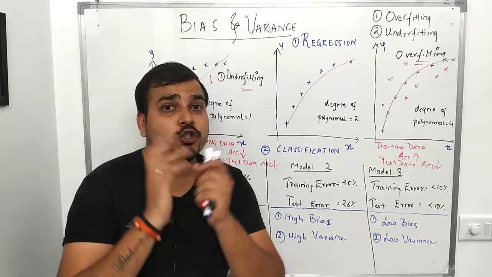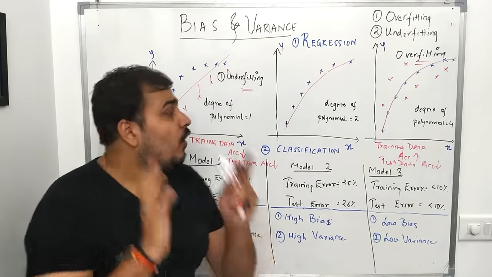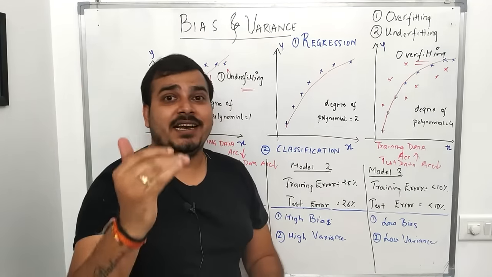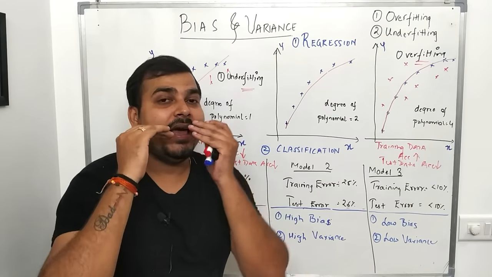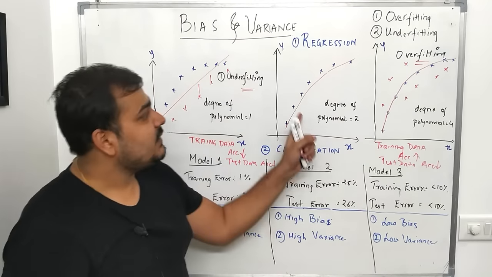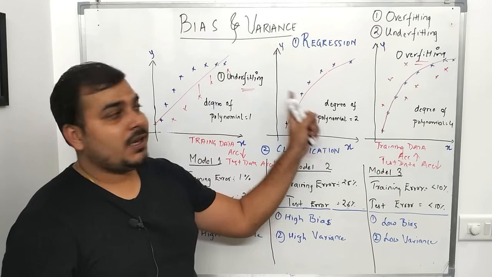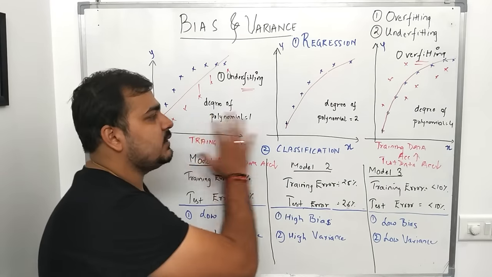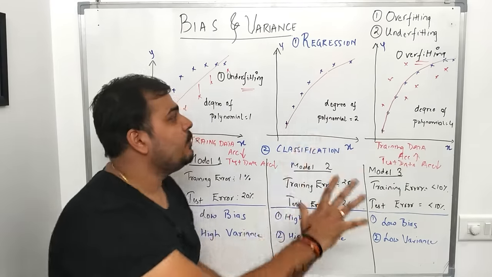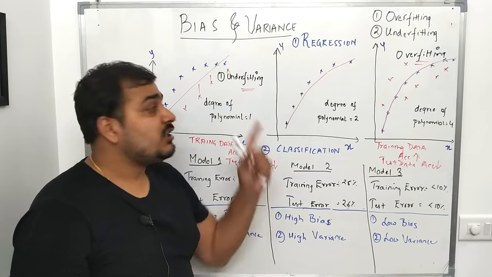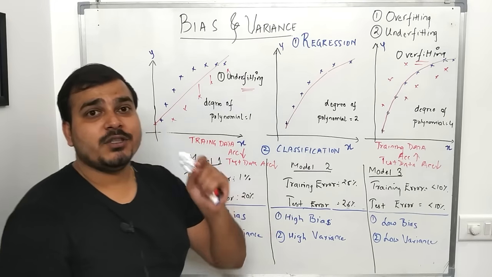Our main aim should be that for the training data my accuracy should be high, and for the test data or for the new data also, my accuracy should be high. And that is actually solved by this particular degree of polynomial equal to 2. Now, out of these three models, I should be selecting this model in order to solve my problem statement. This is the most suitable model that we should select.